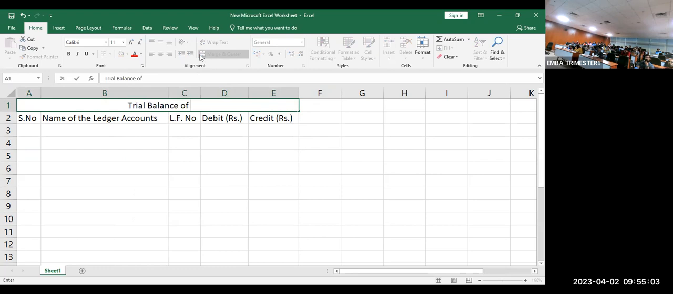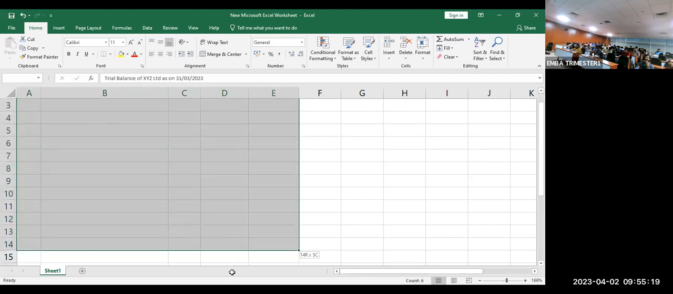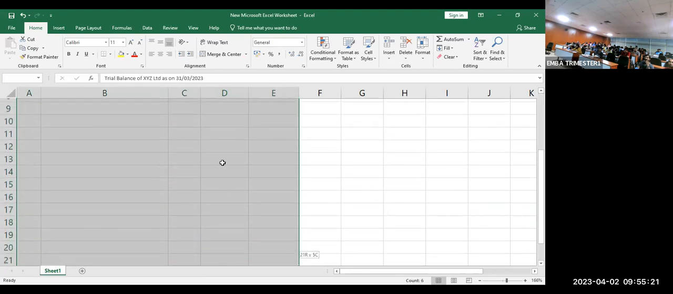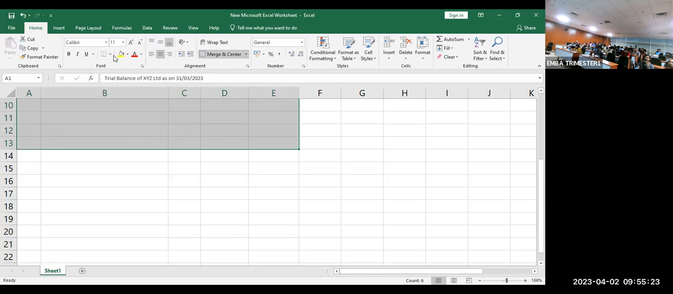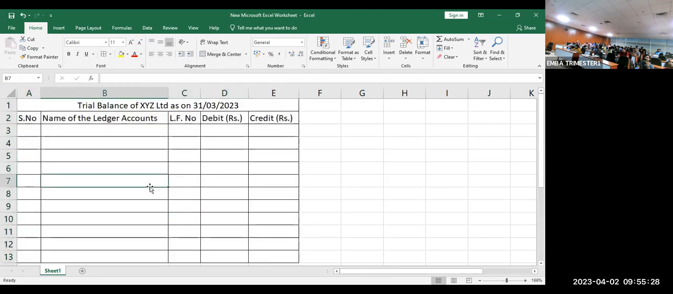Trial balance of so and so company. Say for example, XYZ Limited as on 31/3/2023. Like this, you have to give a heading. Then what are the accounts in that particular company on that particular day? You have to collect from the ledger accounts.